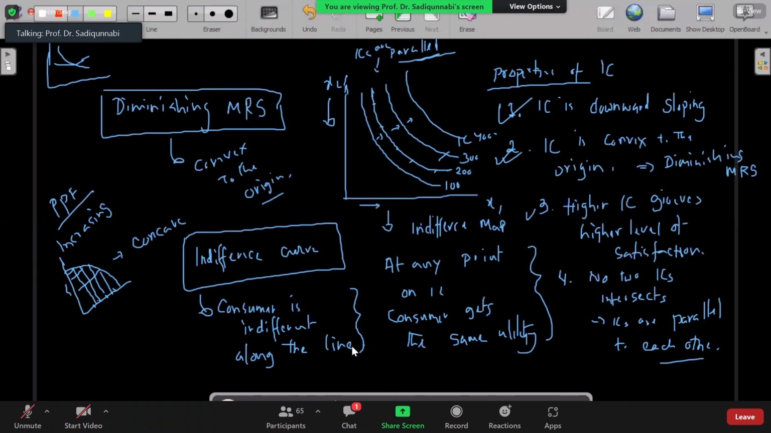This is because the consumer is rational, because the more consumption, the more satisfaction: rational behavior, rationality. In the next class, we are going to prove why no two ICs are intersecting. All right, does someone have a question?